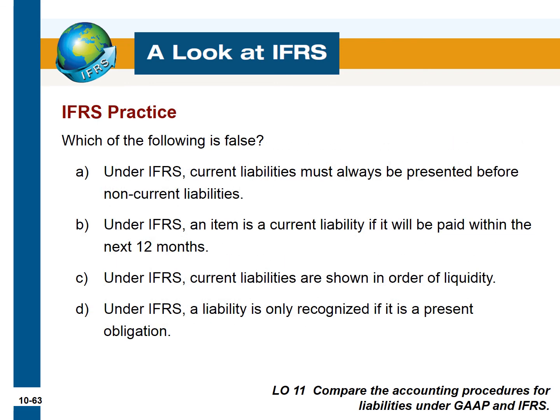Which of the following is false? Under IFRS, current liabilities must always be presented before non-current. Well, that's true under GAAP, but under IFRS, sometimes they put non-current liabilities before. So they have a choice one way or the other.